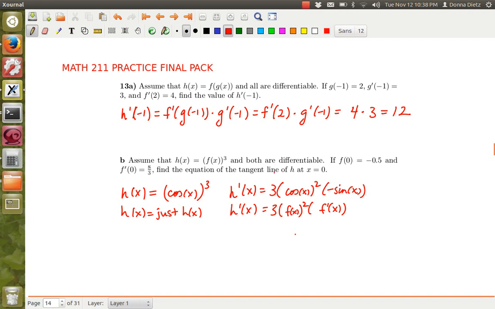And we want to find the equation of the tangent line of h at x equals 0. So h prime of 0 is going to need to be calculated. So let's just go ahead and do that, because that's probably the most difficult part of the question. And let's see, 3 times f of 0 squared, and then you put f prime of 0. Okay, looks like we're finally getting somewhere. If we square a half, we get a quarter, so we get 3/4 times 8/3, and then this just gives us 2.